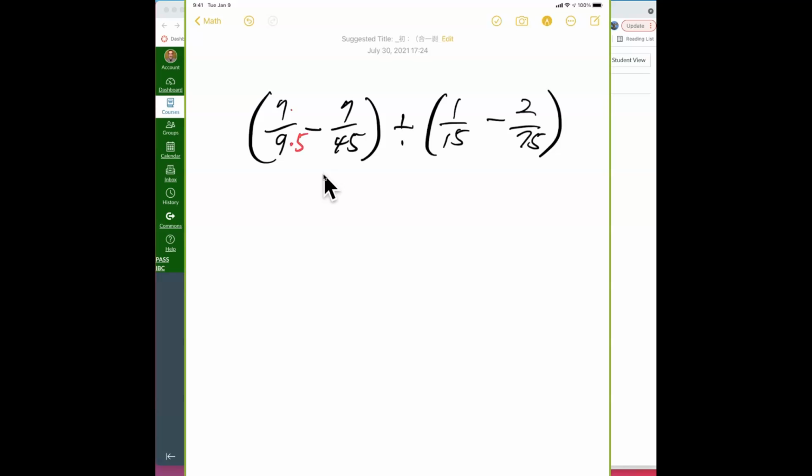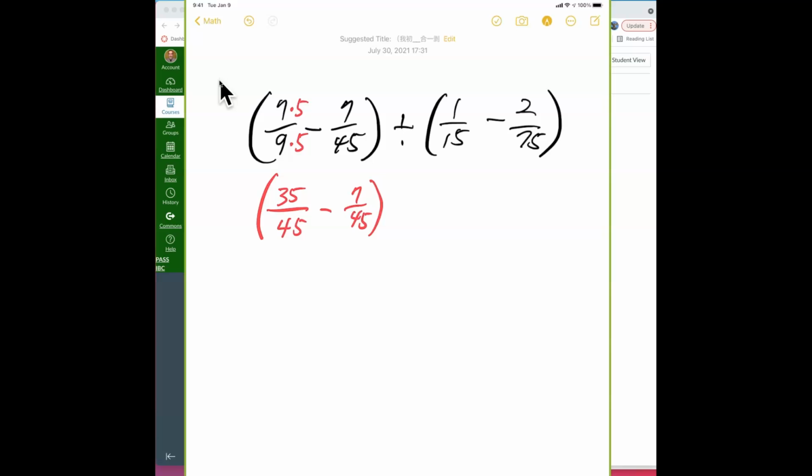And if we multiply the denominator by 5, we also have to multiply the numerator by 5. If we multiply both numerator and denominator by the same number, we will create an equivalent fraction, which is equivalent to 7/9, but it's got a different look. So 7 times 5 is 35, 9 times 5 is 45, and now we have 35/45 minus 7/45.